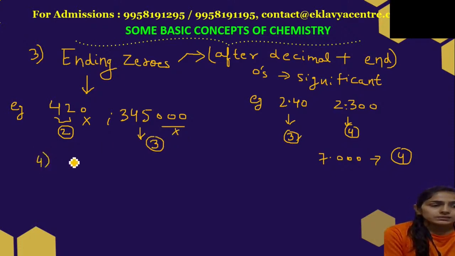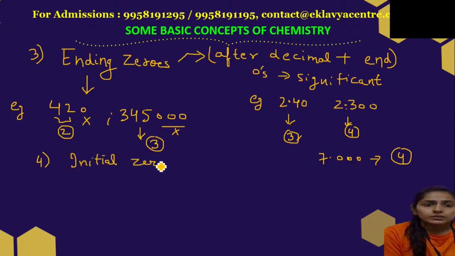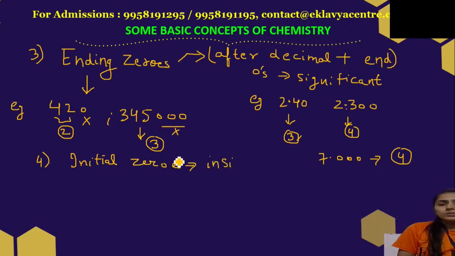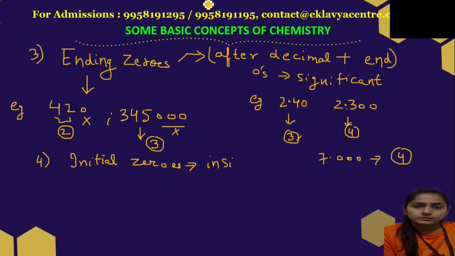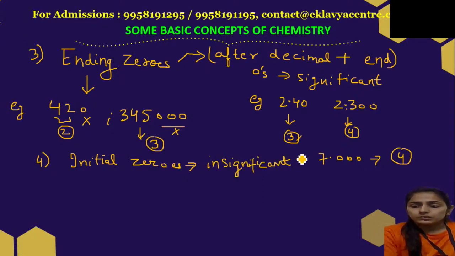Fourth rule is initial zeros. Initial zeros are always insignificant in nature. For example, we have 0.0025. So we have only 2 significant digits.